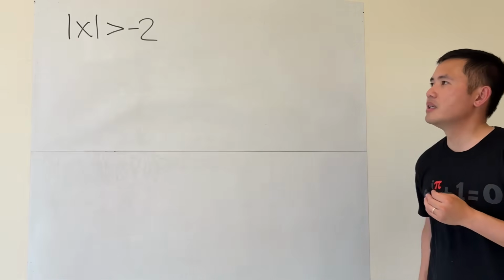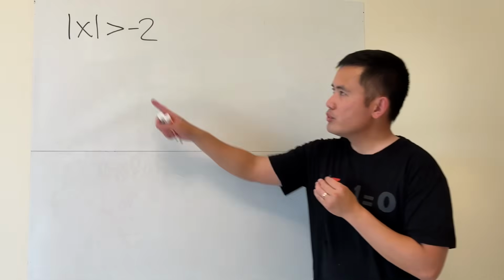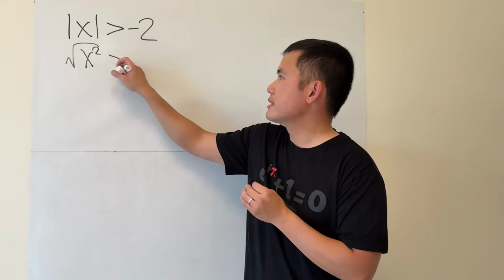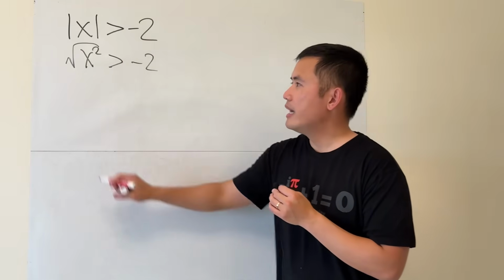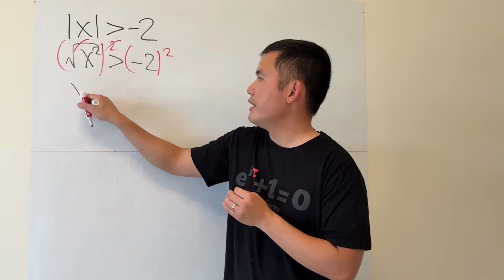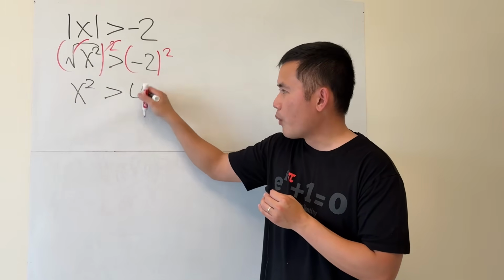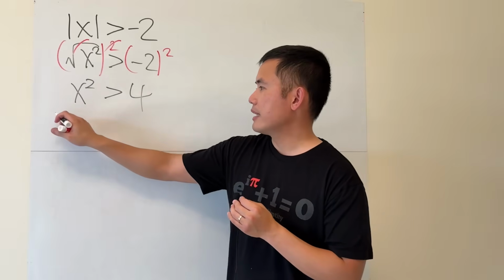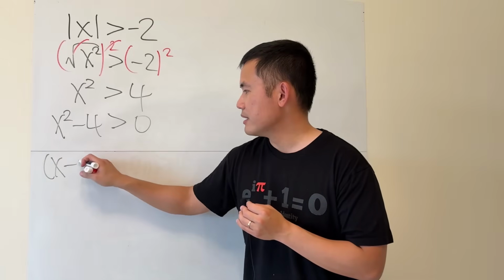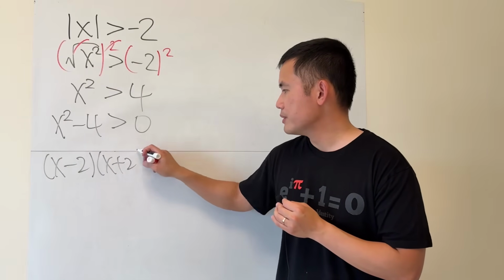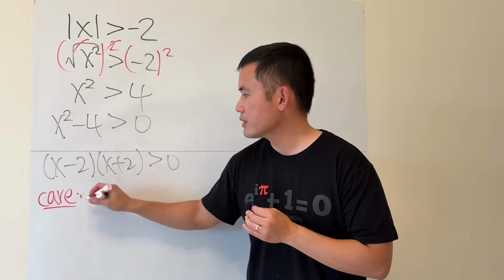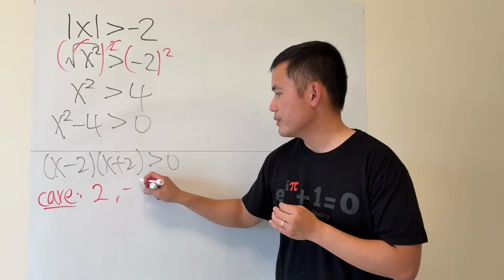Okay, let's have a look. So first, for the absolute value of x, we can write that as the square root of x squared. That is correct, I agree. And then, if we square both sides from here, it looks like we will have x squared is greater than 4, and then move that to the other side, and then factor it: x minus 2 times x plus 2. From here, we can say we care about 2 and -2.